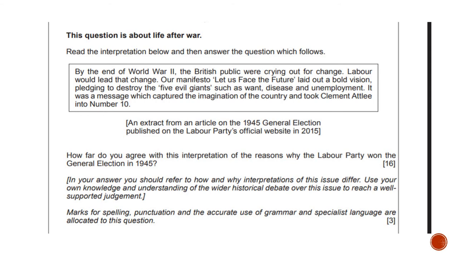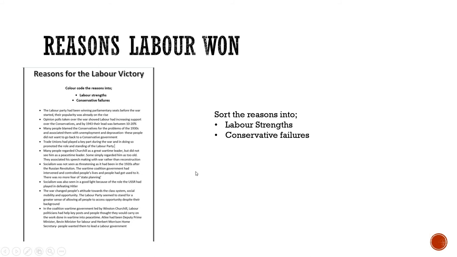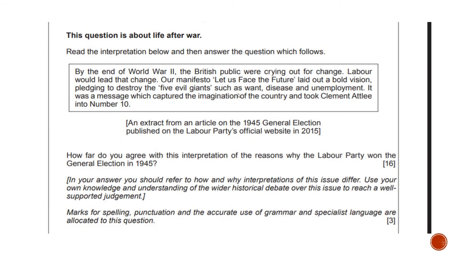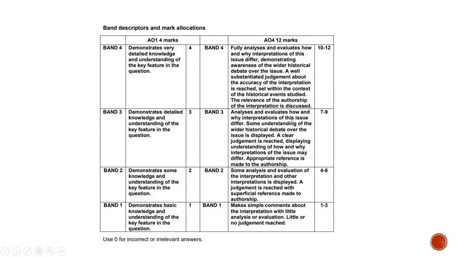Now, the way that we answer this question is with an on the one hand and an on the other hand. So you're going to say, on the one hand, I agree with this and this is because. So you agree that these are the reasons that Labour won, and I would suggest that you look at Labour's strengths to back up what you're saying. Then I want you to have a look at the benefits of the attribution. Now this is really, really important. So many people forget to do this. You cannot get higher if you do not analyse and evaluate how and why the interpretations of this issue differ, show some understanding of the historical debate, and make appropriate reference to the authorship. If you don't analyse it and you don't do date, author, tone and audience on it, you are stuck at 4. That's not what we want.